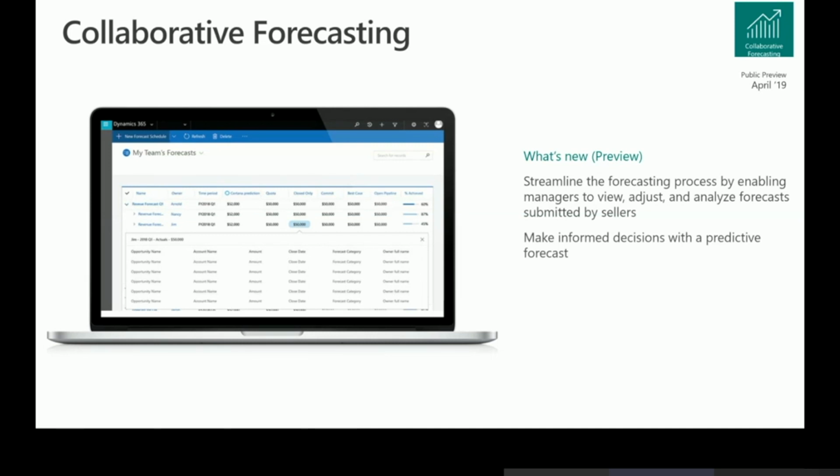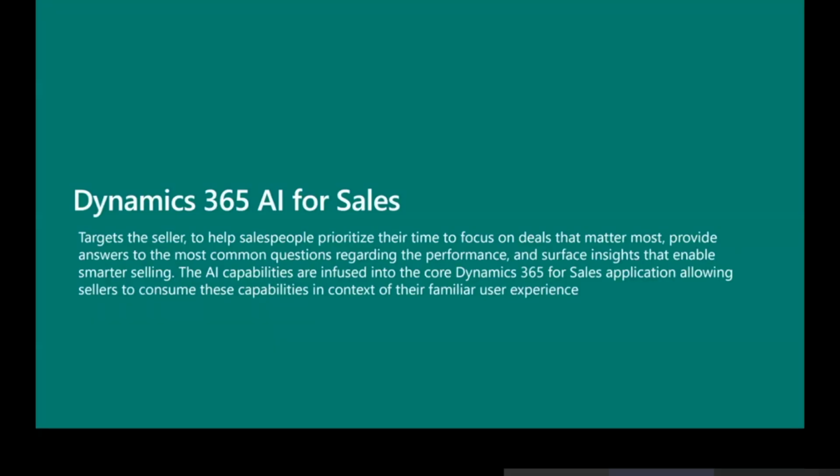Managers can then start to make adjustments to the provided forecast to ensure that you've got accuracy, add notes and details into that as well. So it's just a great way to make informed decisions and start to track a more predictive forecast. They're just some of the highlights that we've added into the sales application with the April release.